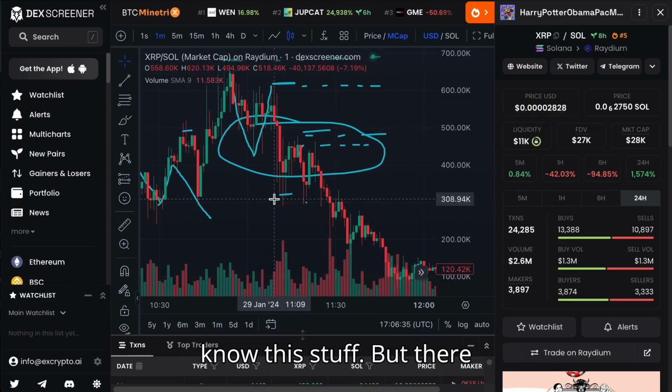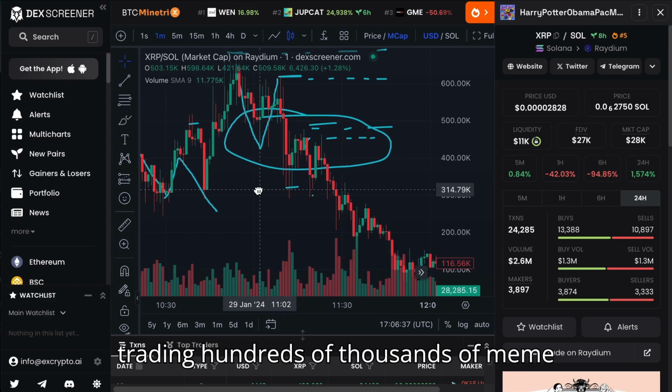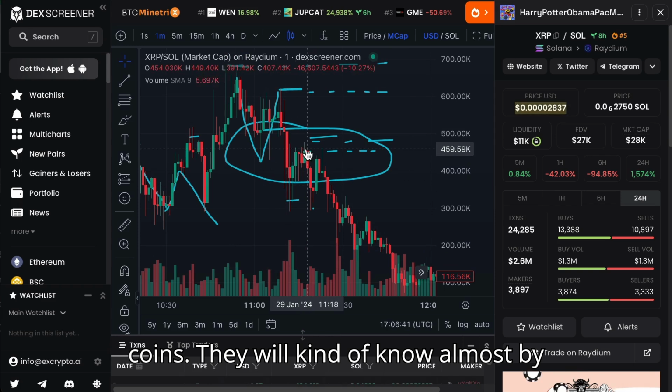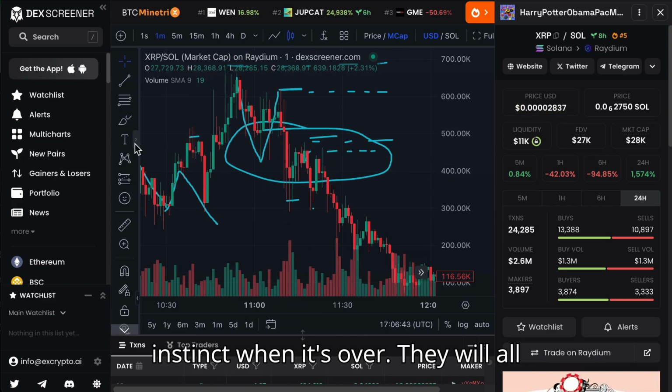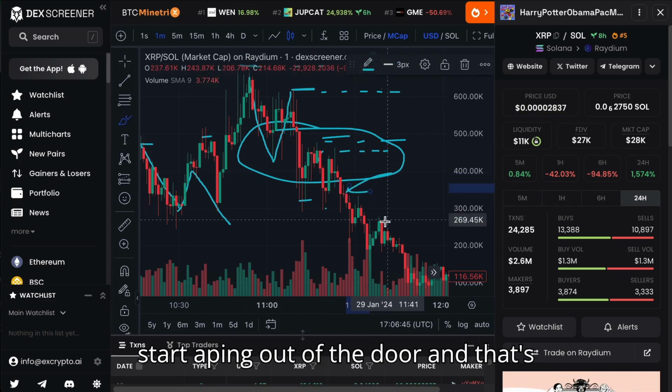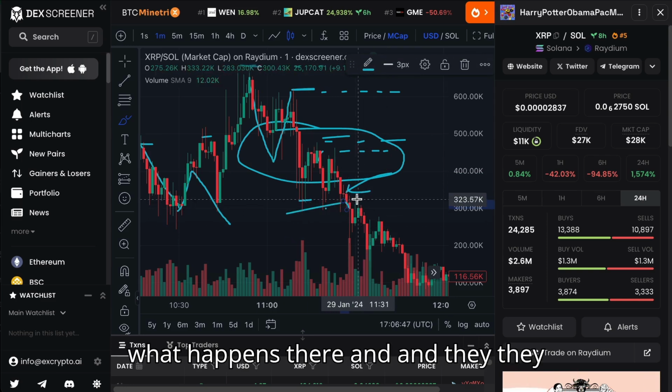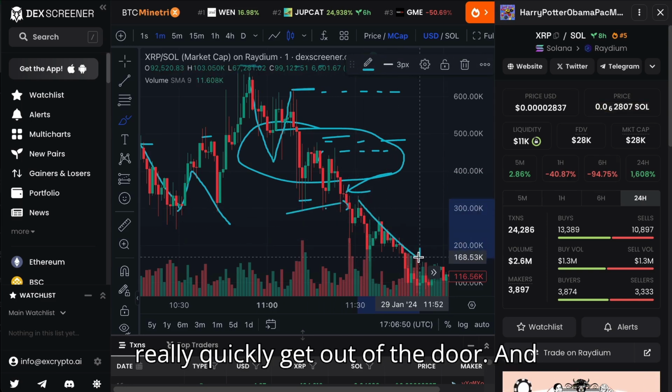But there are people there, just from blindly trading the hundreds of thousands of meme coins, who will kind of know almost by instinct when it's over. They will all start aping out of the door. And that's what happens here. They really quickly get out of the door. And this is the problem.